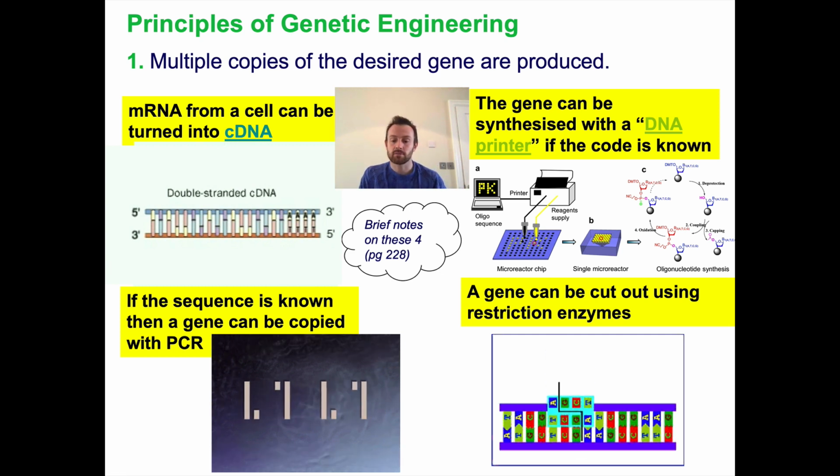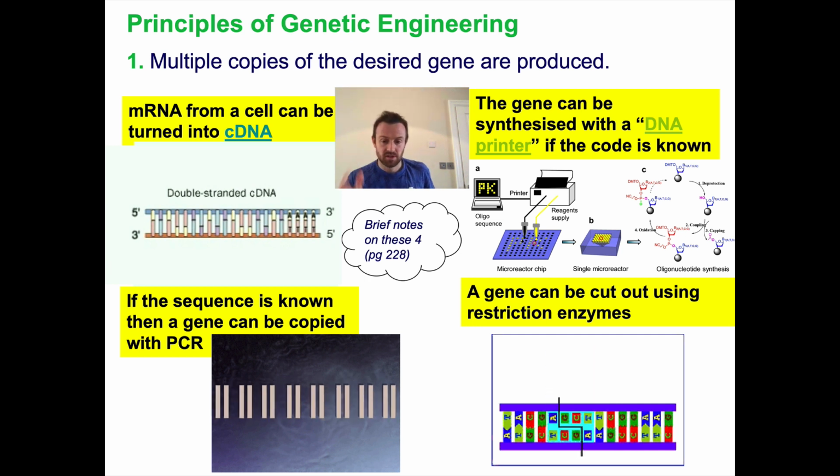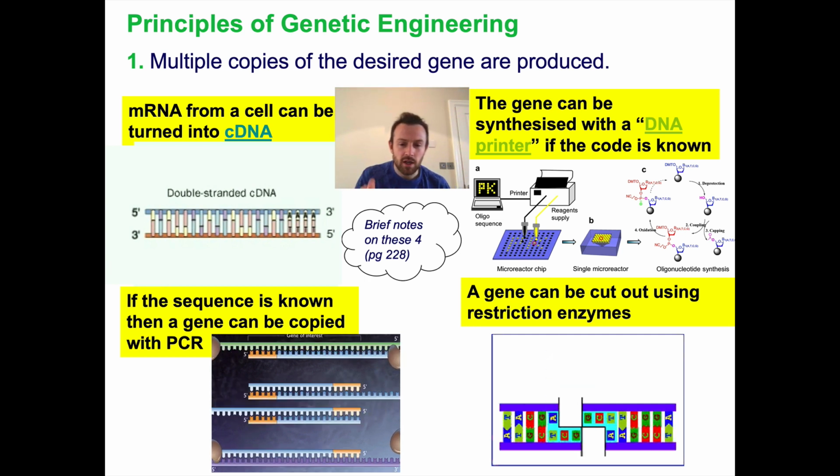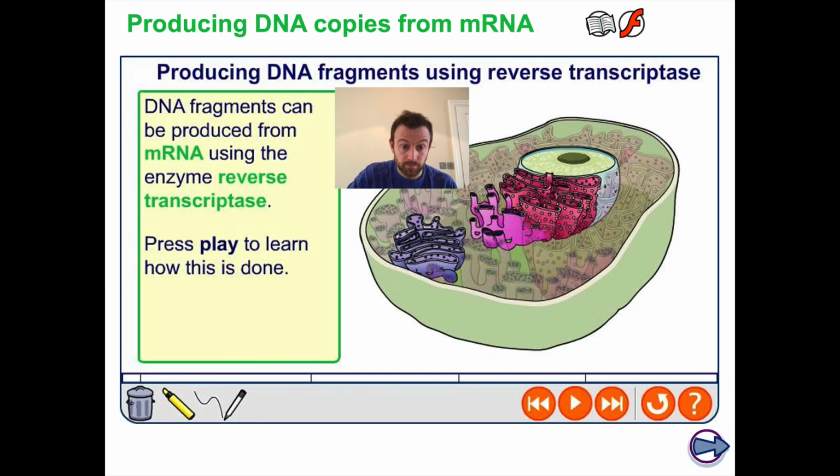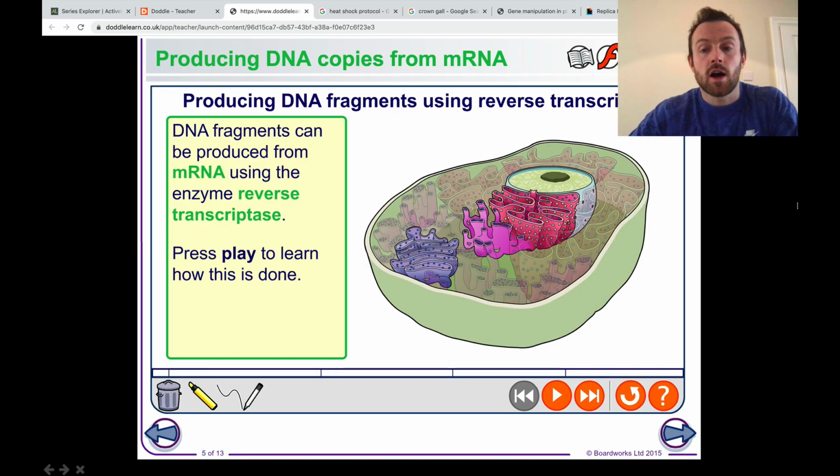And restriction enzymes cut at specific sites. So we're going to look at some of these methods now in a bit more detail. Okay, first of all, we're going to look at producing DNA copies from messenger RNA with that reverse transcriptase enzyme.